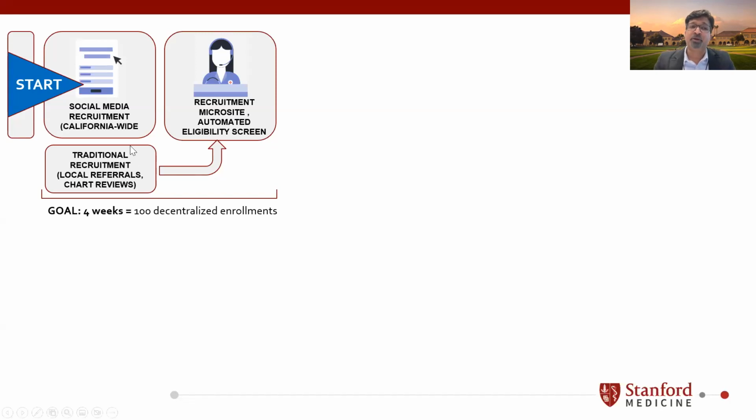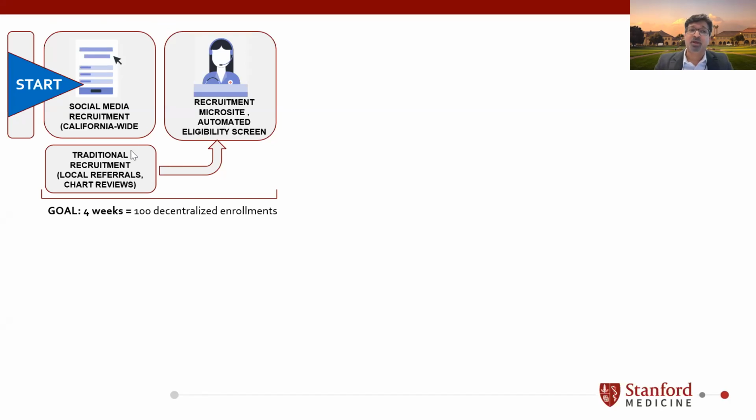There were 2 parallel tracks of recruitment. The IRB here at Stanford forced us to use traditional recruitment initially with local referrals and manual chart reviews. We had a goal though, 100 patients to be enrolled in this trial. It was going to last for 6 months, but we wanted to recruit everyone within 4 weeks. There were some time constraints from both the sponsor and our own internal processes. So for 2 weeks, we were only allowed to do traditional recruitment. And about 2 weeks into the protocol, we were allowed to add social media recruitment California-wide to this protocol.